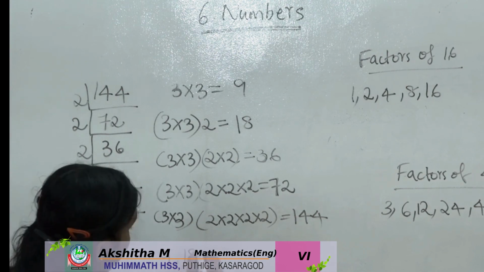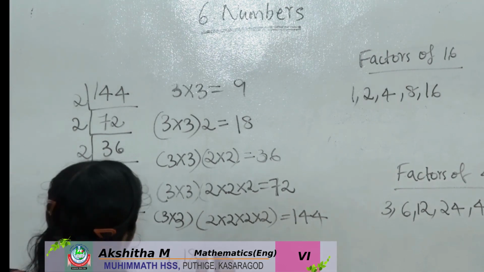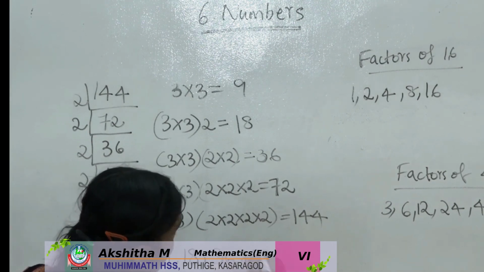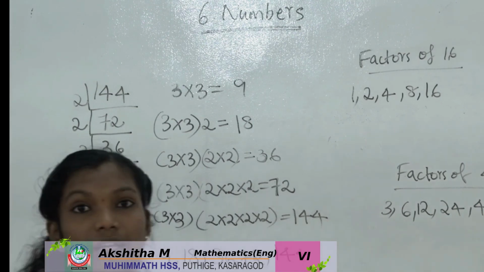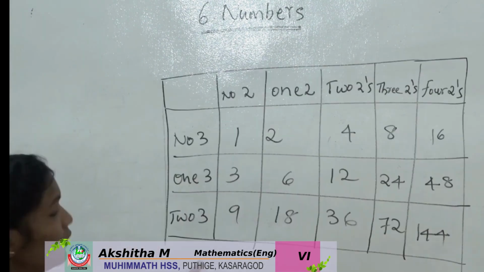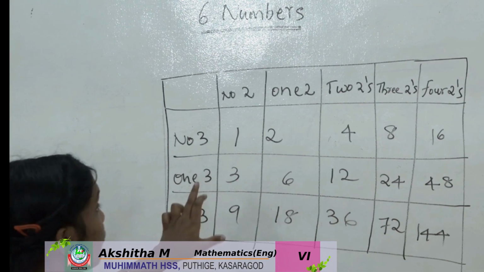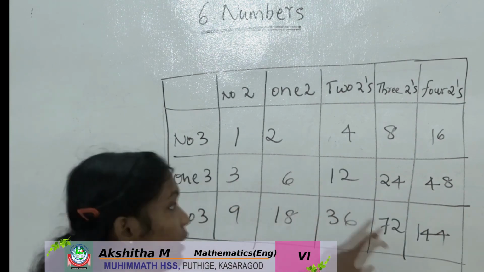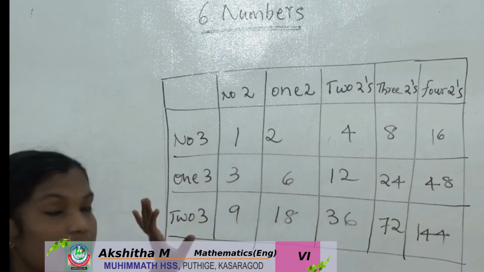So the factors of 144 are 9, 18, 36, 72, 144. How can we write this in a table? These are the factors of 16, 48 and 144. Like this we can write in a table.